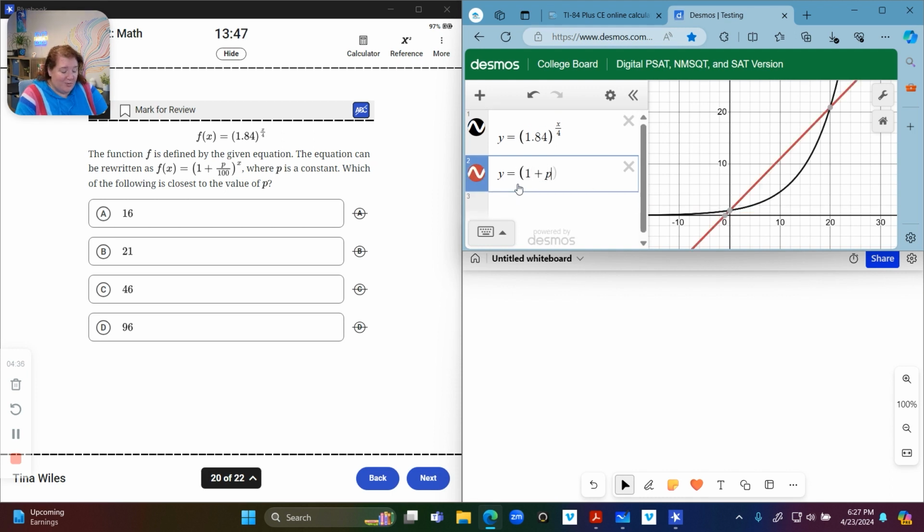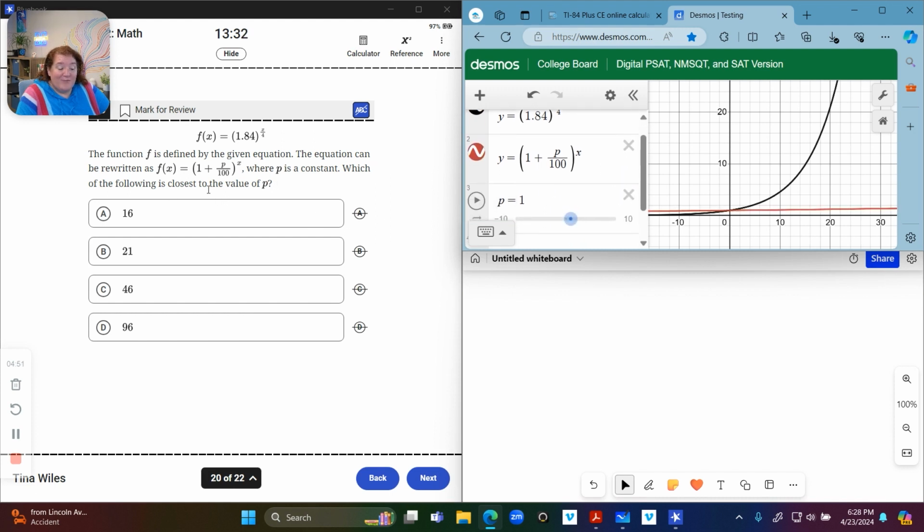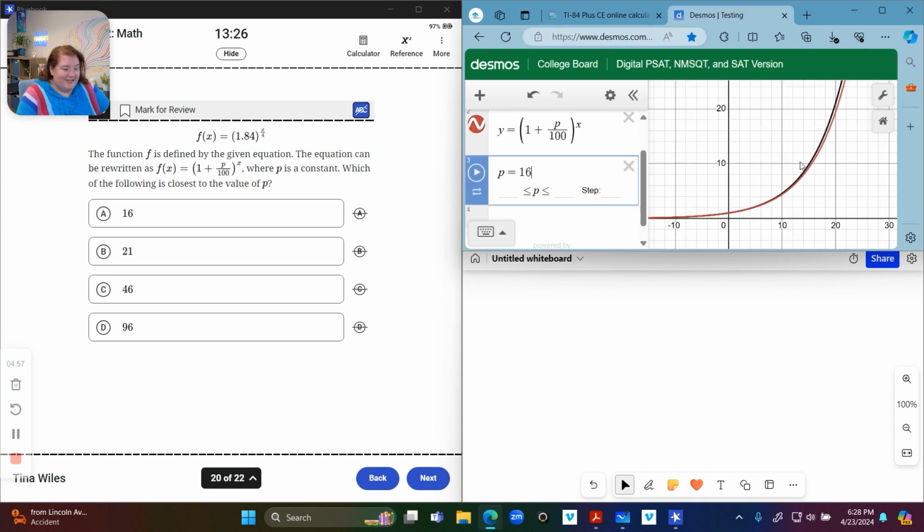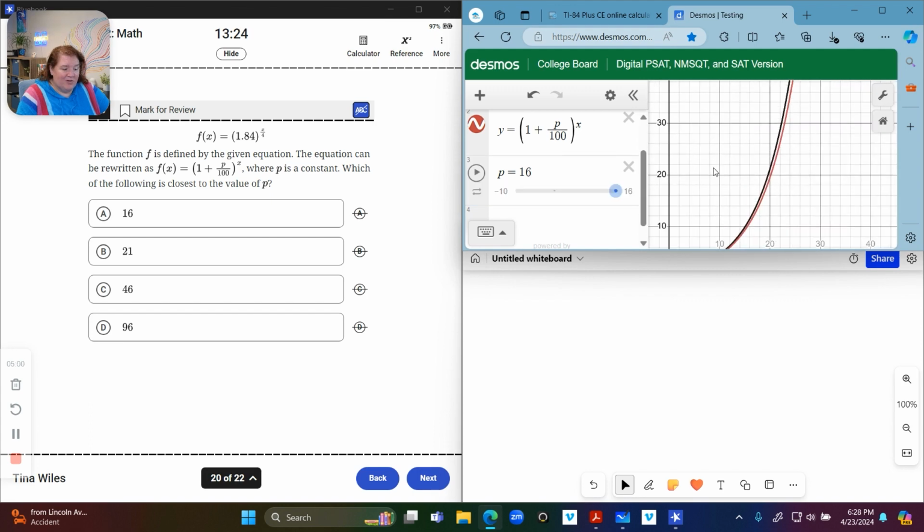I'm actually just going to put in p to the x. Now, when I have a third variable that I add in like this, it's going to give me the option to add the slider. And that's what I want to do because they give me 4 values to plug in. So I can actually just say if p equals 16, nope, you can see those are not the same.